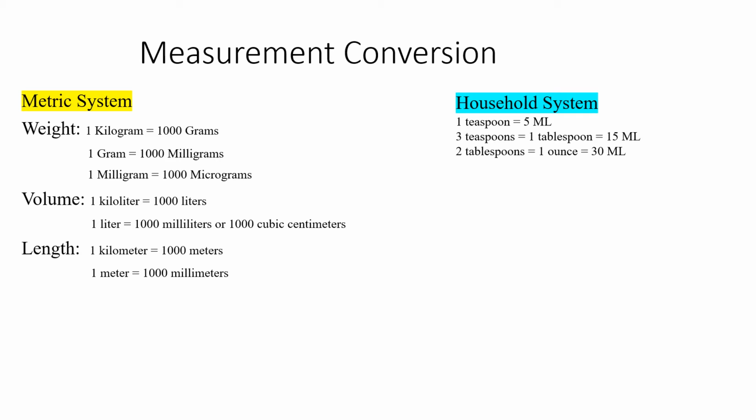Household system. 1 teaspoon equals 5 milliliters. 3 teaspoons equals 1 tablespoon, which also equals 15 milliliters. 2 tablespoons equals 1 ounce, which equals 30 milliliters. So if you need time to actually stop and look at this and go over it, you can pause it now.